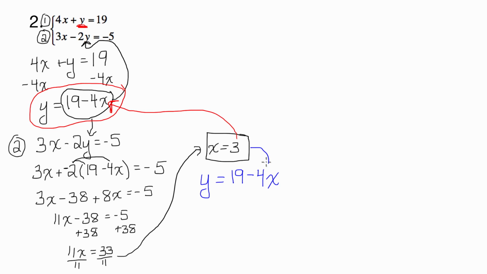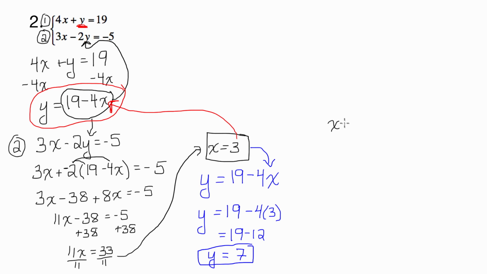So in this case, x equals 3, so we're going to plug the 3 in for the x. So y equals 19 minus 4 times 3. So that's going to be 19 minus 12, and that's going to equal 7. Boom. So I know that, and if I want to be all organized here, I could write right over here, rewrite it. X equals 3, y equals 7.